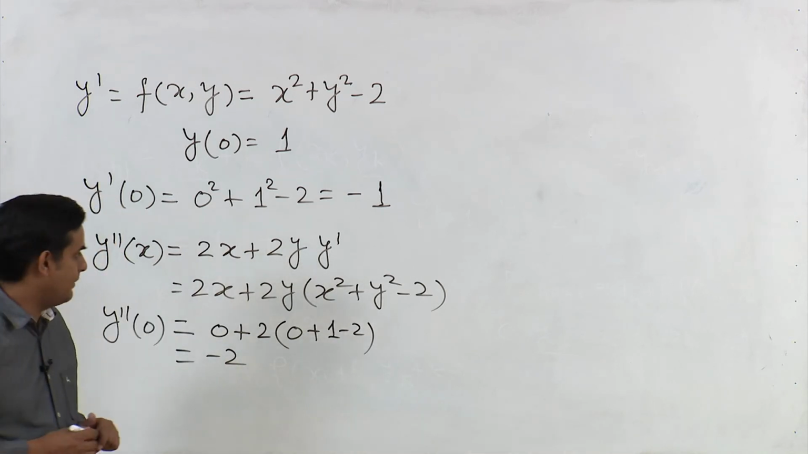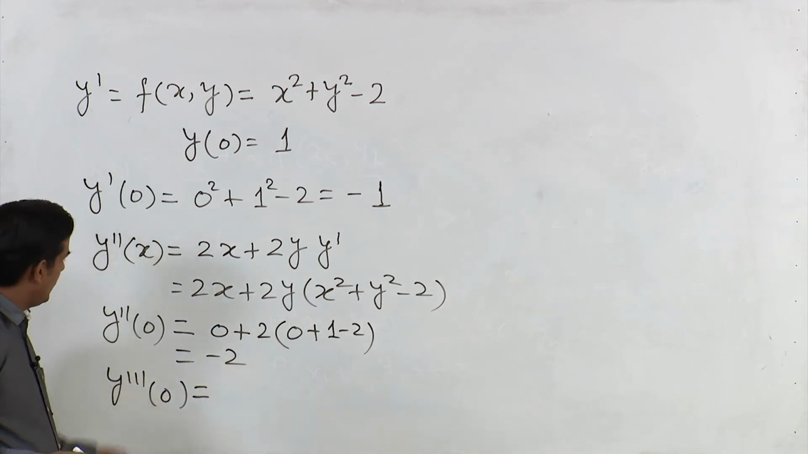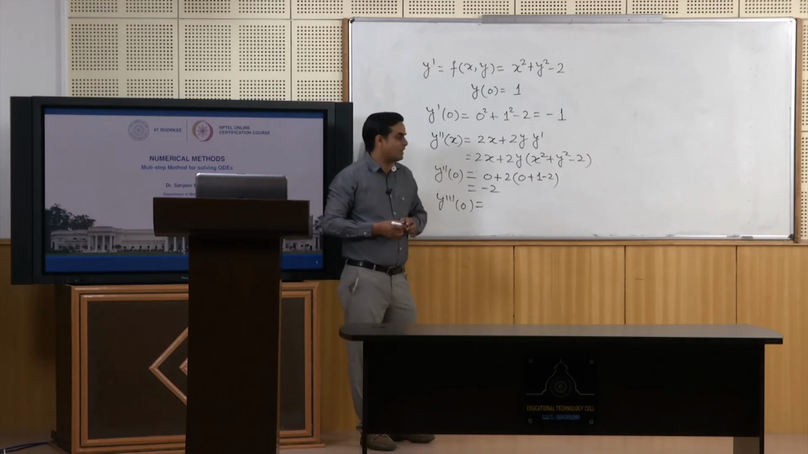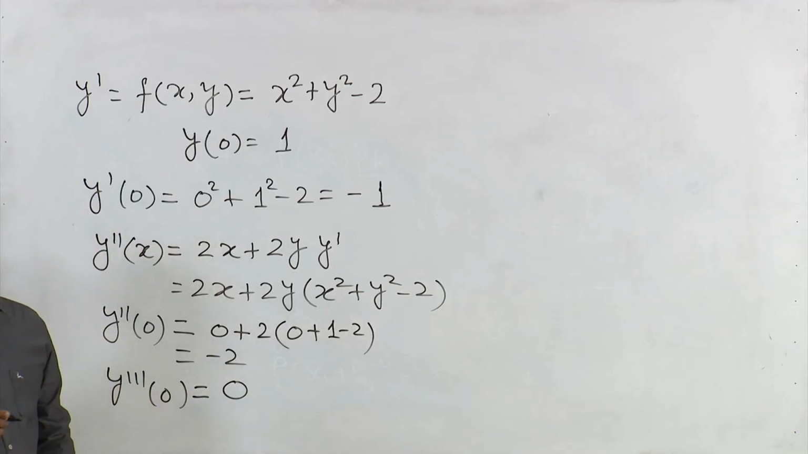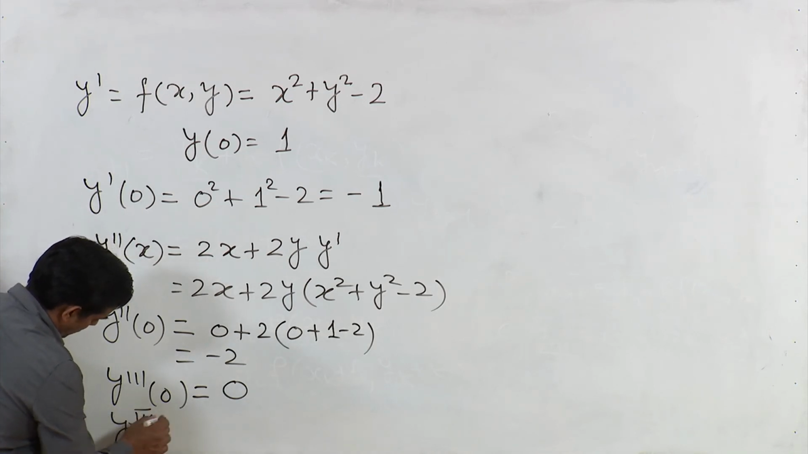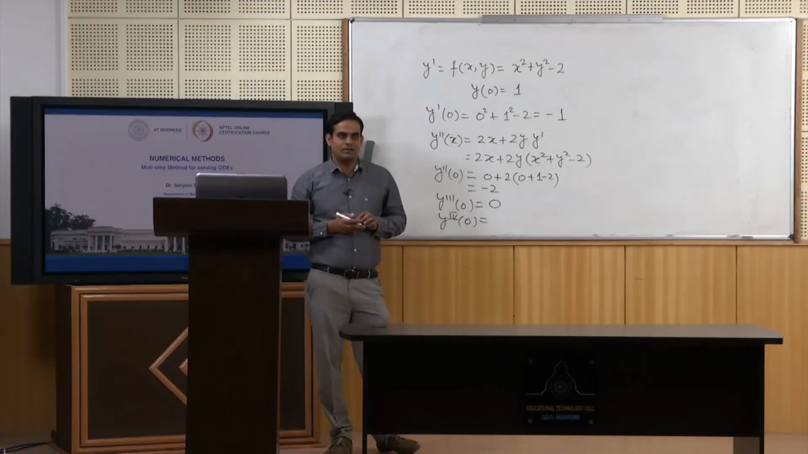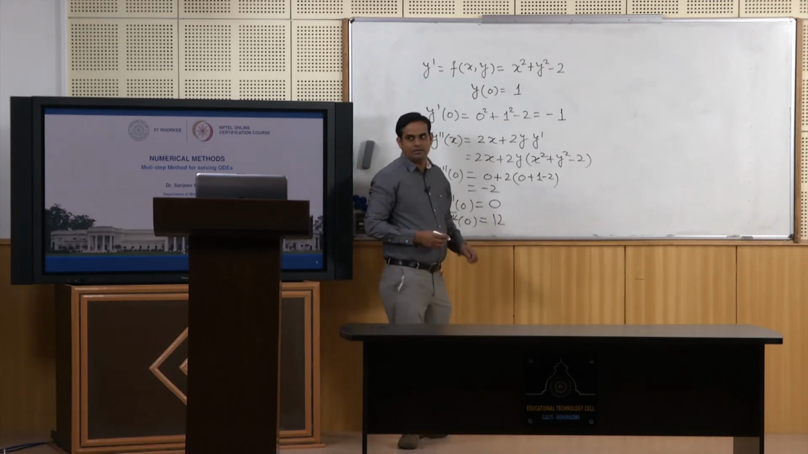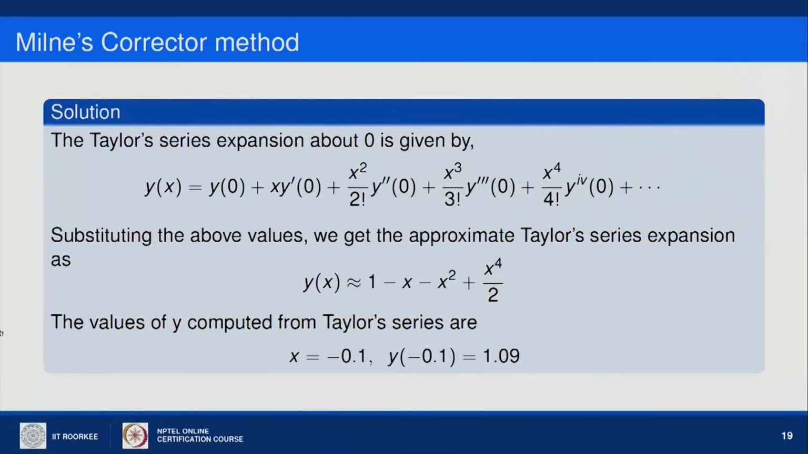Similarly, I will calculate y triple prime at 0, and again I will differentiate this with respect to x, and I will substitute the value of y prime from here in the expression, and it will come out finally as 0. I will also calculate, as I told you, in the Taylor series expansion we will use the first 4 terms. So I will calculate this value and this will come out as 12. Now after calculating these values, I will use the Taylor series expansion of y about x equals 0.